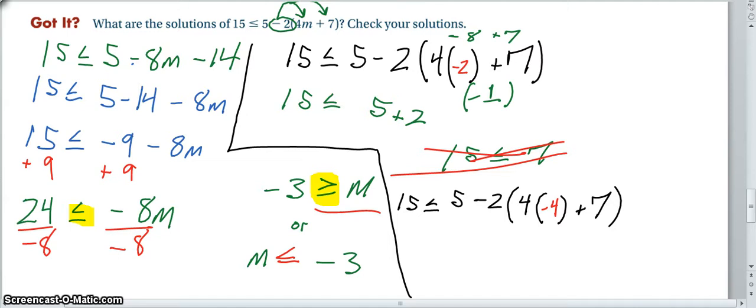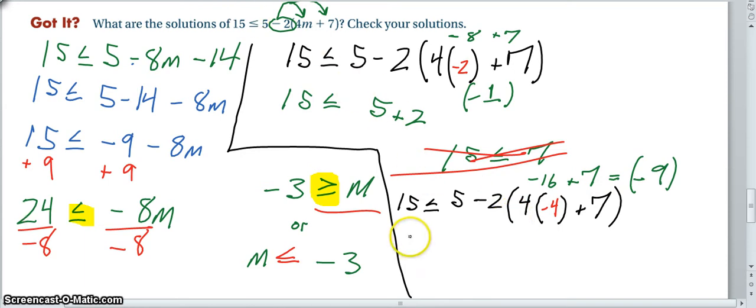Alright, so now that we got that straightened out, let's just go a tiny bit the other direction. So now if m should be less than or equal to negative 3, well, negative 4 is less than negative 3. So let's go ahead and use that value. So I have 4 times negative 4, which will give me negative 16, plus 7, which still gives me a negative 9. So that's all that's in my parentheses right here. Negative 2 times a negative 9, well, that gives me a positive 18.